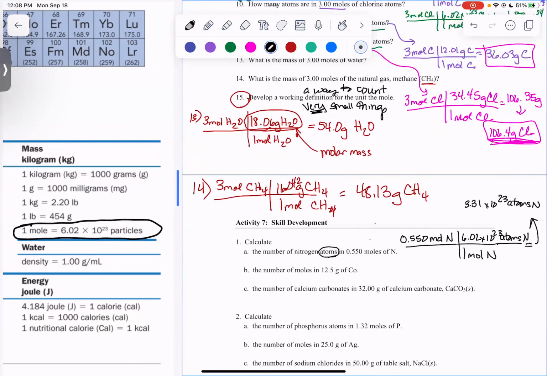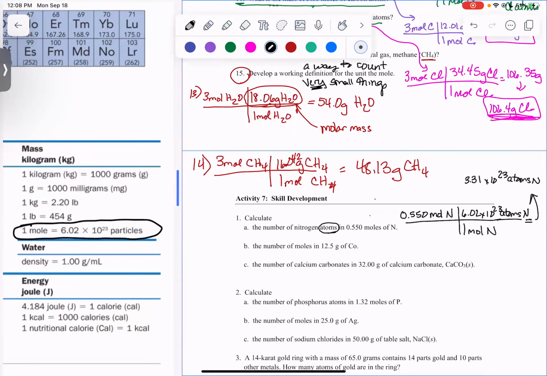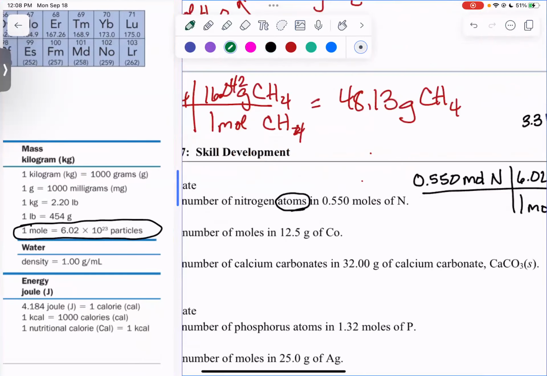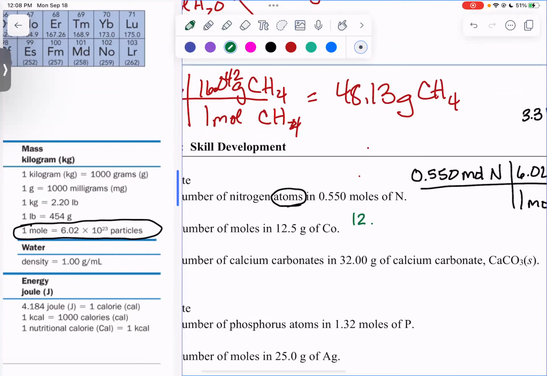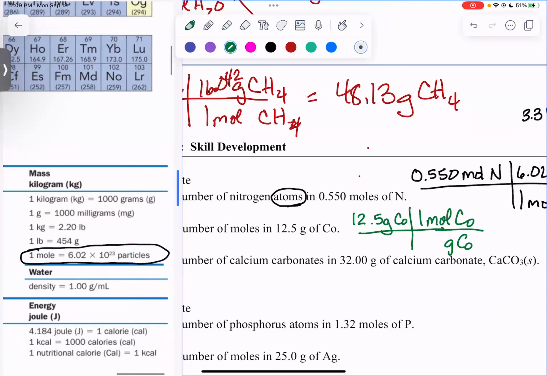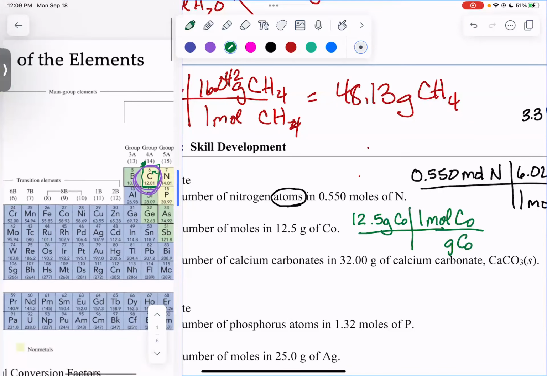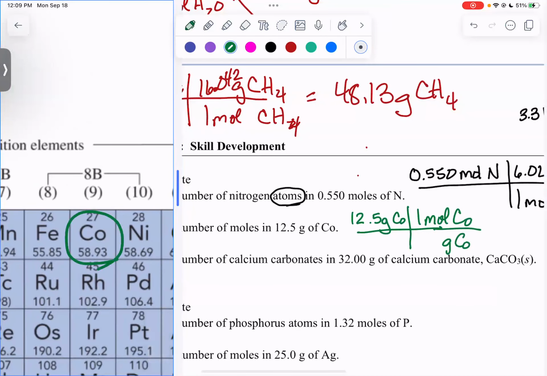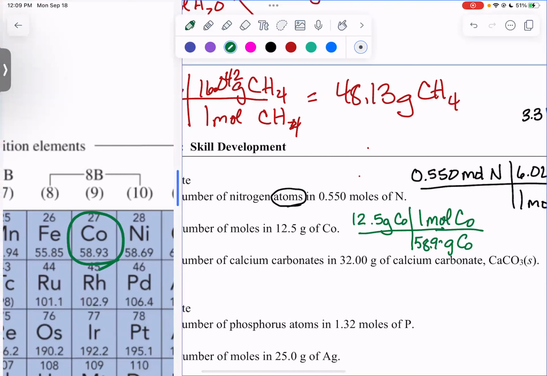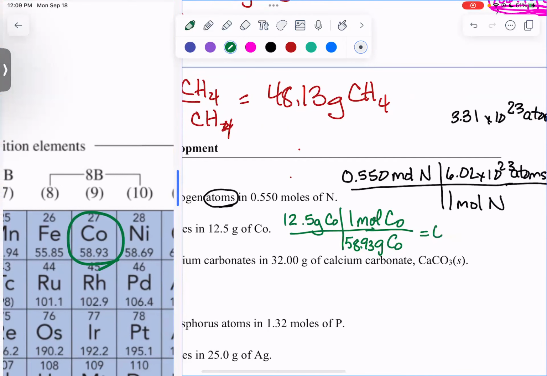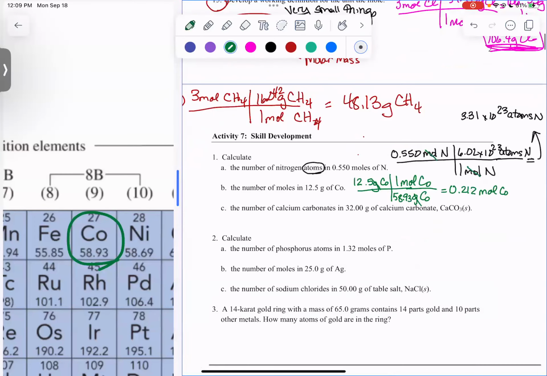Okay, the number of moles in 12.5 grams of cobalt. So I'm going to start with 12.5 grams. And I want my grams to cancel, so I'm putting grams at the bottom, and 1 mole of cobalt. Now I go to my periodic table and I find Co, and we get 58.93 grams. And that gives me 0.212 moles. Okay, so just make sure your units are canceling. Your moles cancel, your grams cancel, whatever it is.